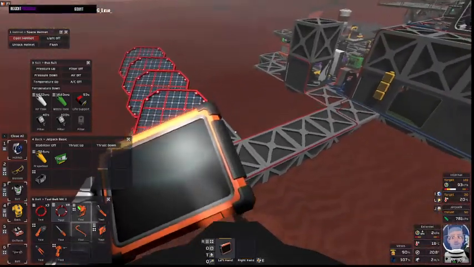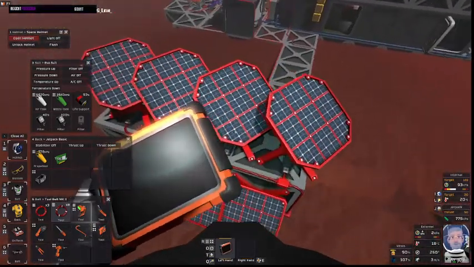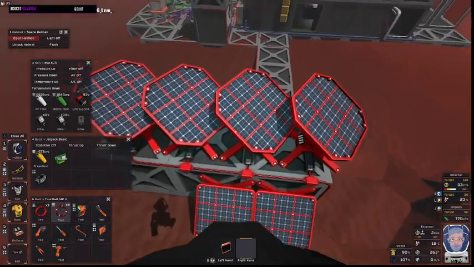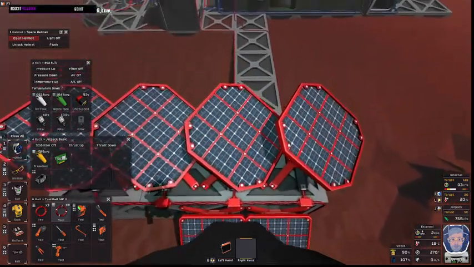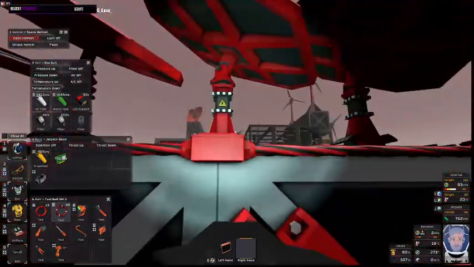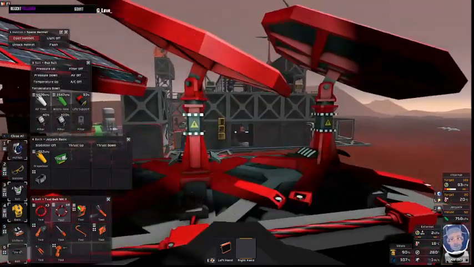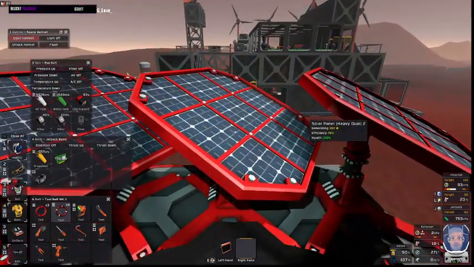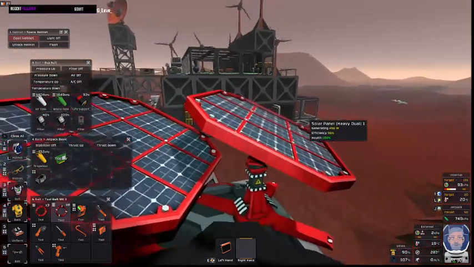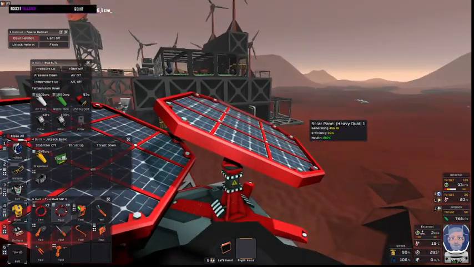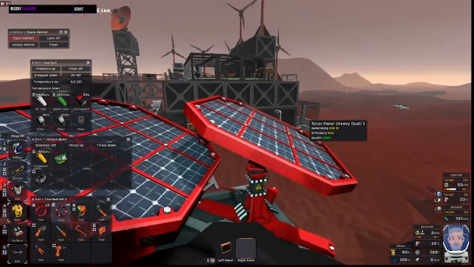Now, my solar panels are a little too close together in this case. So you can see I'm slightly blocked. With the lead one here, as you can see, it's 99%. I'm 1% out of alignment.